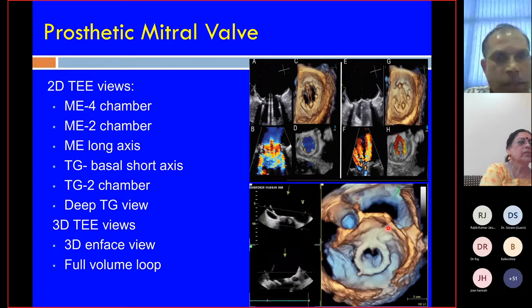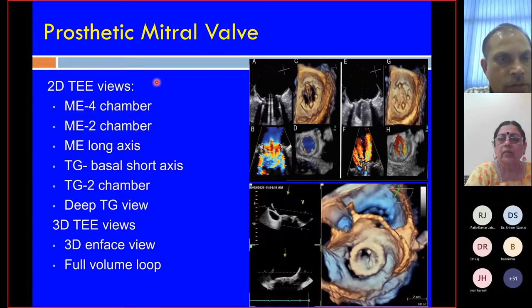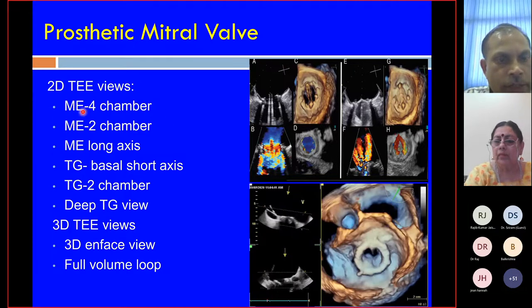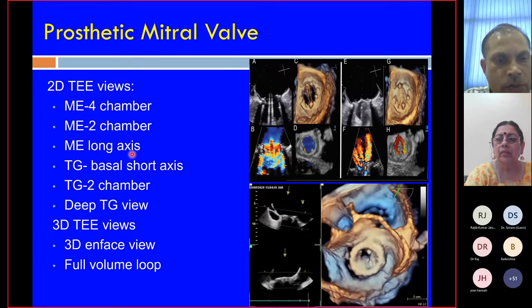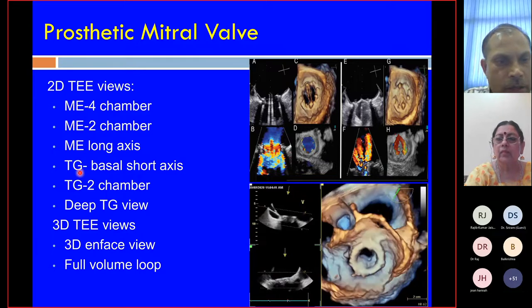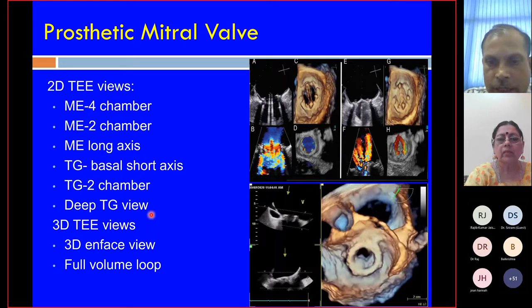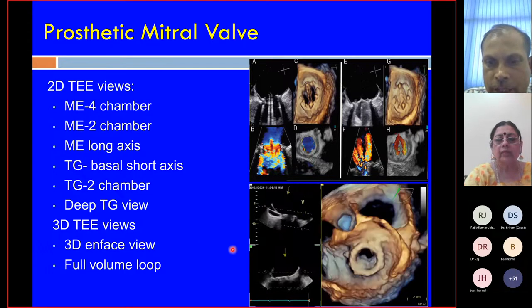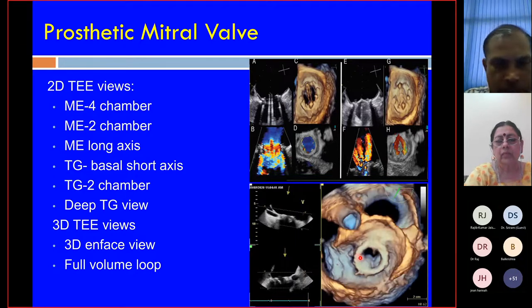Next is the prosthetic mitral valve. The views are the same as for the native valve, so you can get it in the mid-esophageal four chamber view, two chamber view, and the mid-esophageal long axis view. Also, you can get the transgastric basal short axis view, transgastric two chamber view, and deep transgastric views. 3D views are particularly important. The 3D en face view gives you very nice spatial orientation. You can correlate the findings with the aortic wall or the appendage, and you can pinpoint and communicate directly to the surgeons.